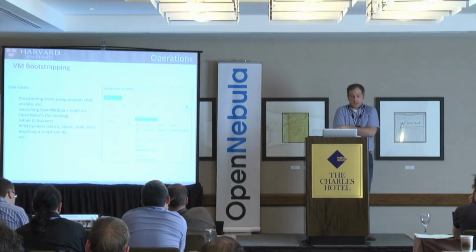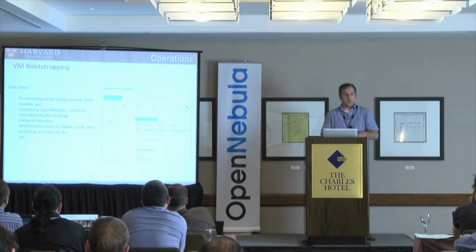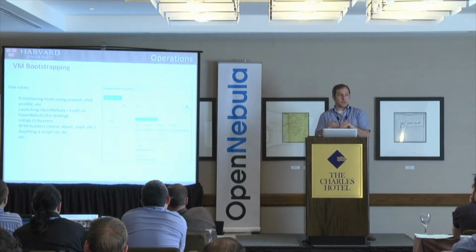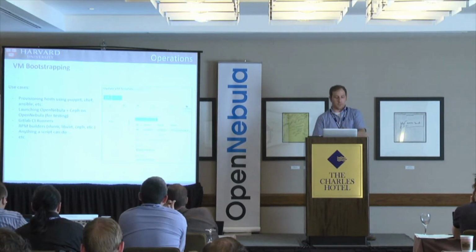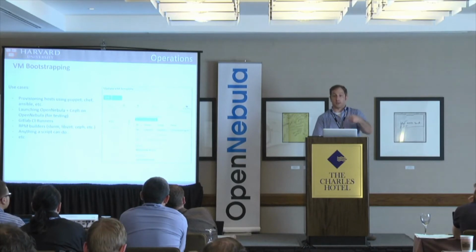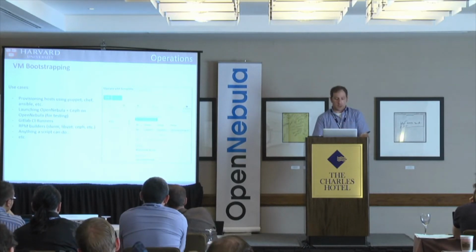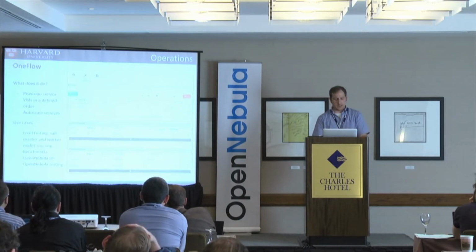Really cool use is spinning up dynamic GitLab continuous integration runners. So these are things that run on push. Whenever you push to a repo, you can say, oh, go run this continuous integration task and report back. So we can just dynamically spin up workers as needed, take them down, they auto-register, auto-deregister. And then RPM builders, and again, anything a script can do here.